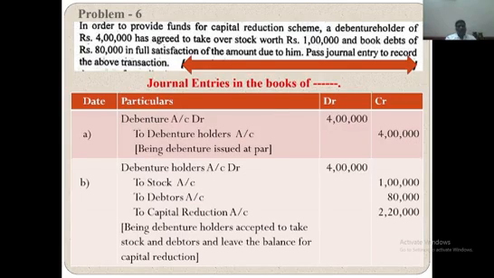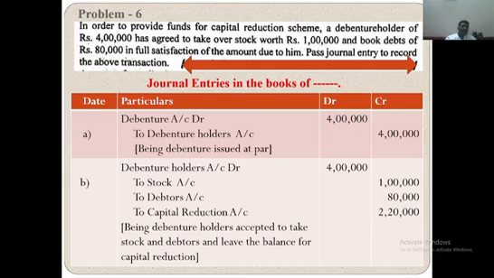In order to provide funds for the capital reduction scheme, a debenture holder of rupees 4 lakh has agreed to take over stock worth 1 lakh and book debts of 80,000 in full satisfaction of the amount due to him. Pass the necessary journal entry. So what is the debenture account? Journal entry in the books.